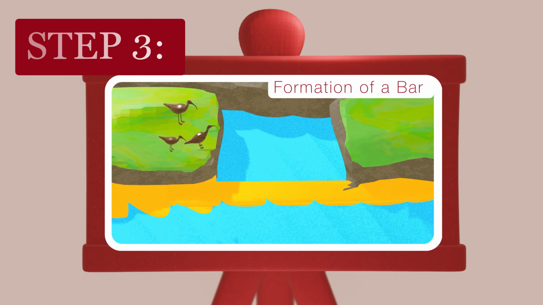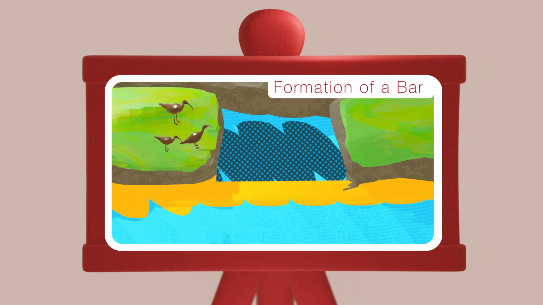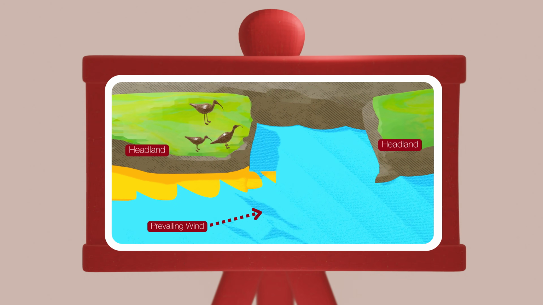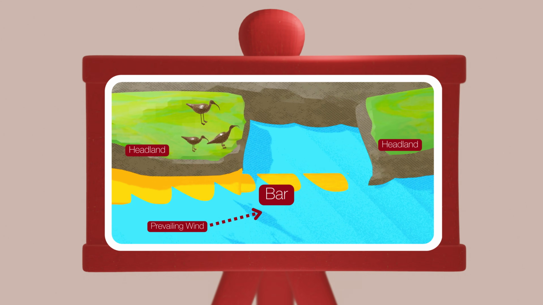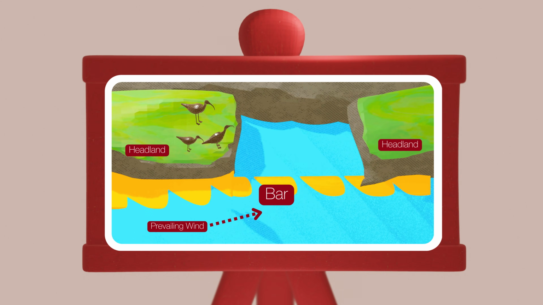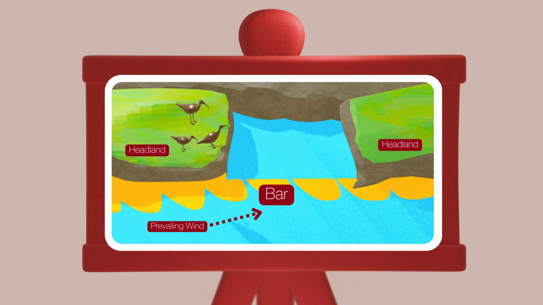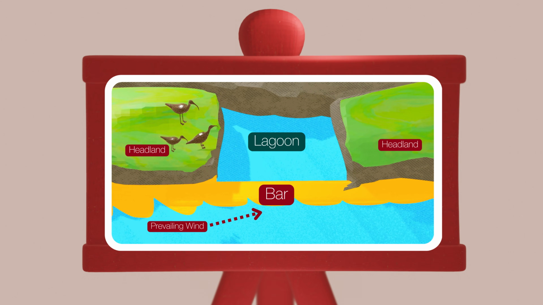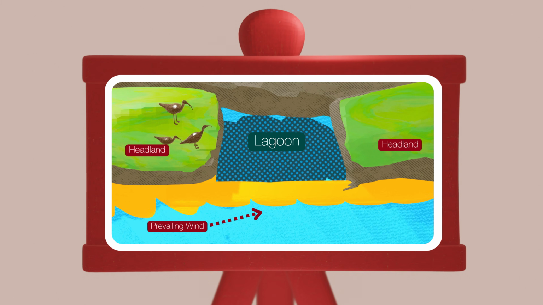If a spit is to then continue and extend across a bay, rejoining with the mainland, for example, connecting two headlands together, this creates a bar. A bar then traps a body of seawater behind it, creating a lagoon. Over time, lagoons may become filled with sediment and also turn into coastal wetlands.